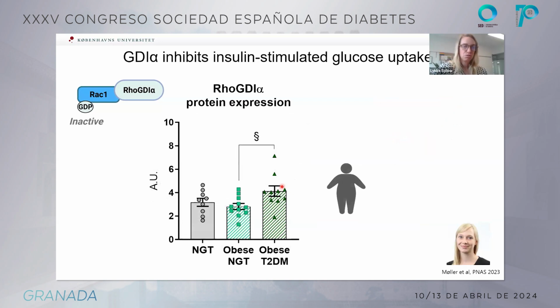We also sought to translate these findings a little more into humans, because unfortunately mice are not an excellent model for human physiology. So we got our hands on these obese type 2 diabetic subjects, and we could see that in line with the inhibited RAC1 activity, they also seem to have a higher level of GDI alpha, which fits our hypothesis that this would then impose an inhibition of this insulin signaling pathway. So this suggests that these mechanisms could translate to the human condition as well.